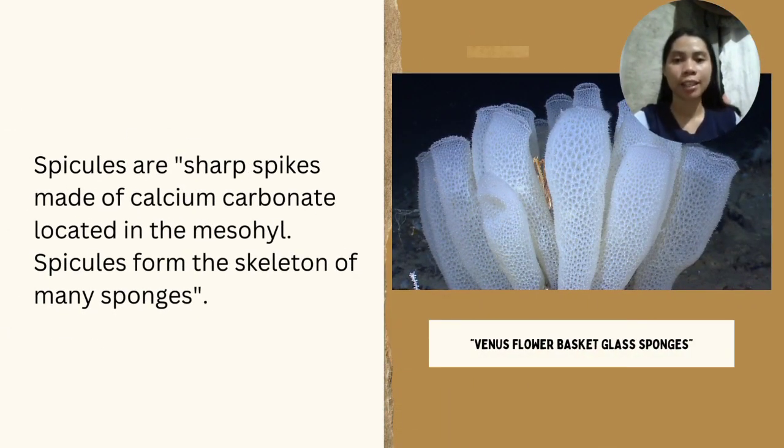So these are examples of sponges. The first one is the Venus flower basket glass sponge. Spicules are sharp spikes made of calcium carbonate located in the mesohyl. Spicules form the skeleton of many sponges. Spicules can be a form of defense for the sponges to deter or herd predators.